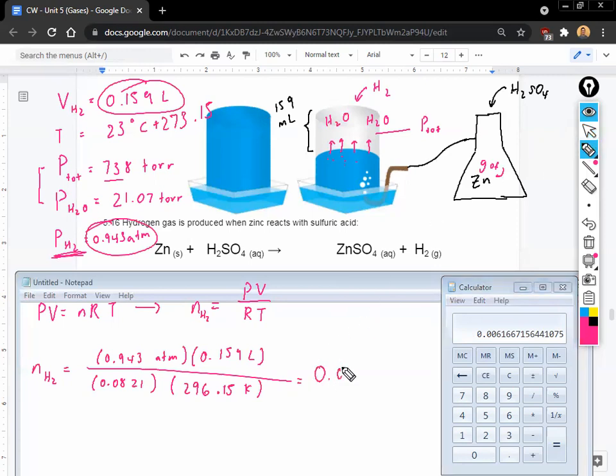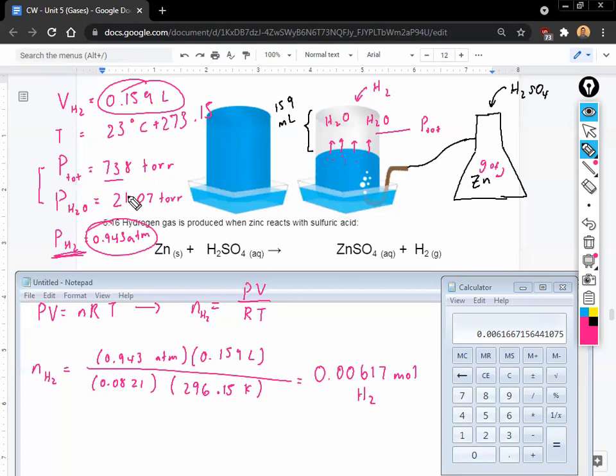Okay, so 0.00617 moles of H2. I'm going to stop right there just to make sure we're all on the same page. Any questions about that? Y'all chilling? Yeah, what's up, Craig?